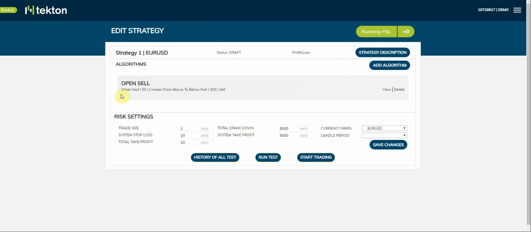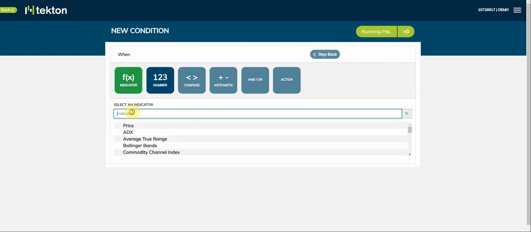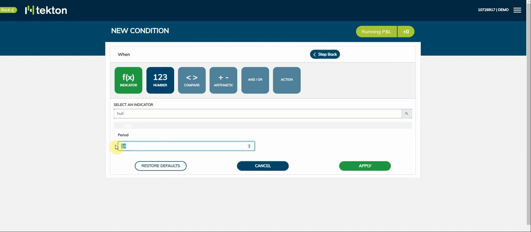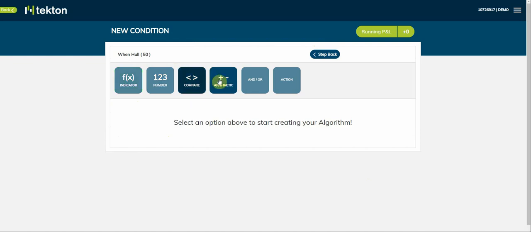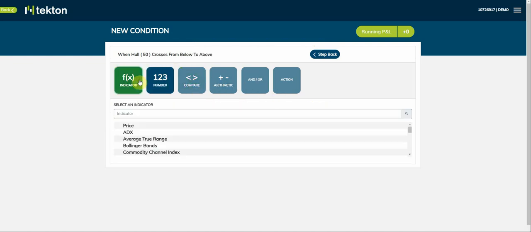And that's now set. You can now see that that is now set as a condition. It took 30 seconds to create. Now let's click the algorithm and create the buy condition. Hull 50. Crosses above the hull moving average this time.